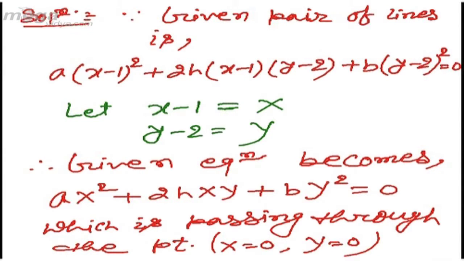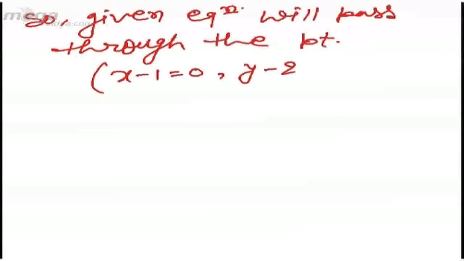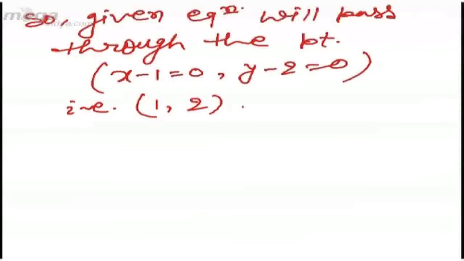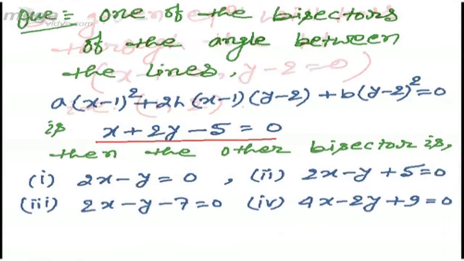So these lines will pass through the point where x minus 1 equal to 0 and y minus 2 equal to 0. That is, x equal to 1 and y equal to 2. Now see, one of the lines is given here, x plus 2y minus 5 equal to 0. You can check that 1 comma 2 satisfies this line. See, in place of x if you put 1, in place of y if you put 2, it becomes 2 twos are 4 plus 1 is 5 minus 5 equal to 0.